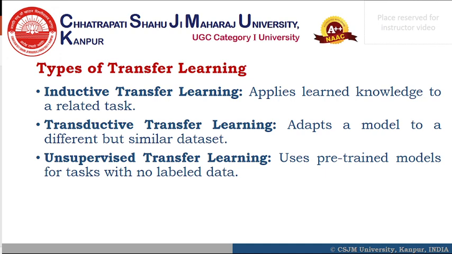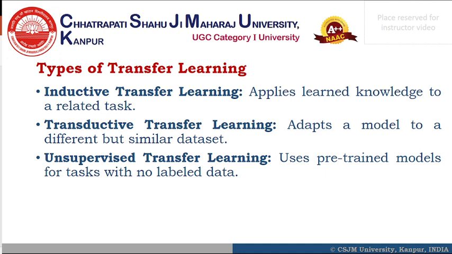Now the third one is unsupervised transfer learning. This is useful when no labeled data is available for the target task. Instead of supervised learning, the model learns features in an unsupervised manner and adapts them for a specific application. A good example is using a model trained on general document clustering and applying it to organize scientific research papers with labeled data. This is becoming increasingly relevant with self-supervised and contrastive learning techniques, which enable AI models to learn from vast amounts of unlabeled data.